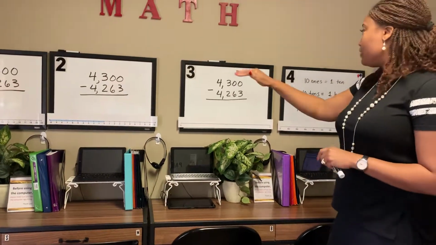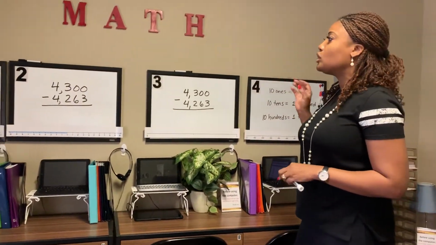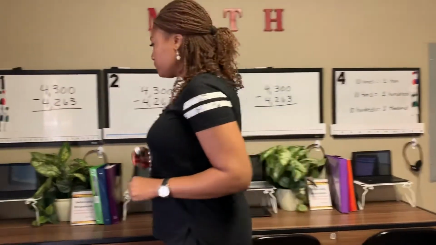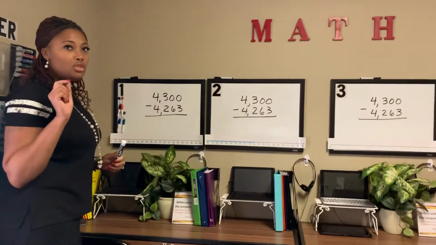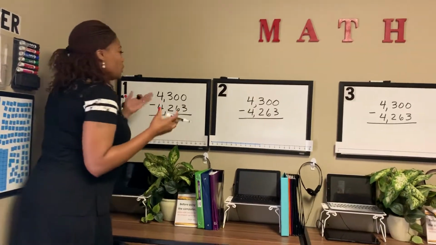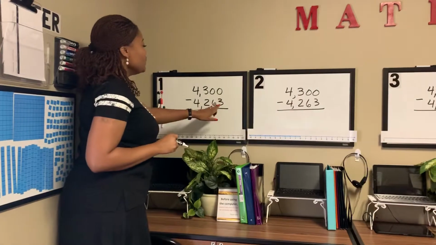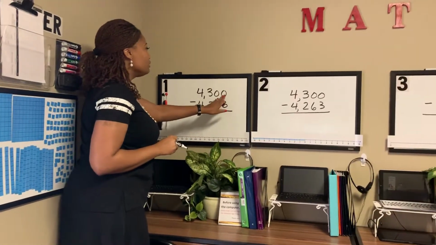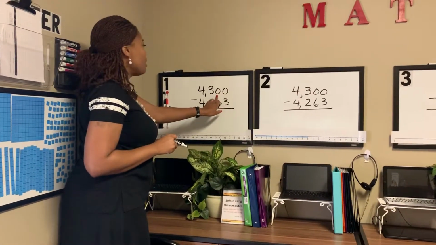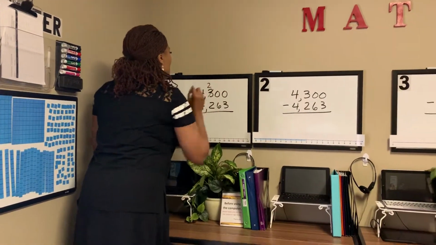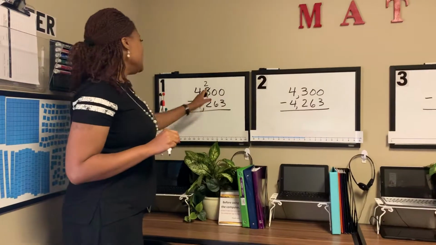Now I have it on the board 3 times because I want to show you the mistakes teachers make. All right. Teachers who do not teach place value normally show a student something like this. We can't subtract 3 from 0. We can't borrow from this 0. So let's go to 3 and borrow 1 from 3. And it leaves you 2.